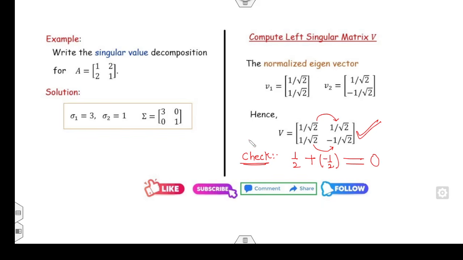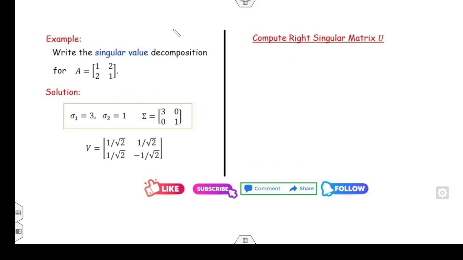Fine. How can you check your answer in the examination whether V is correct or wrong? You can multiply the first row with the first, second with the second, and check whether it is 0 or not. And this should always be 0. Clear? Now V is also computed. Remember your target. Sigma we already computed, V we already computed. Now your target is to find the value of U.